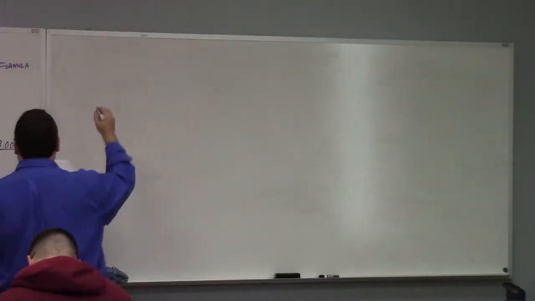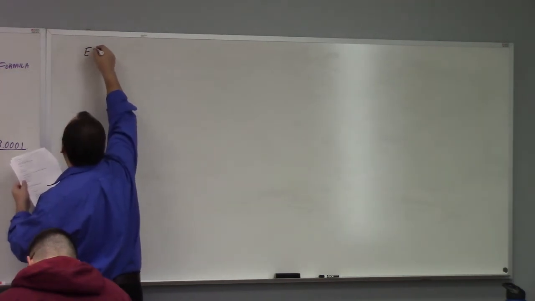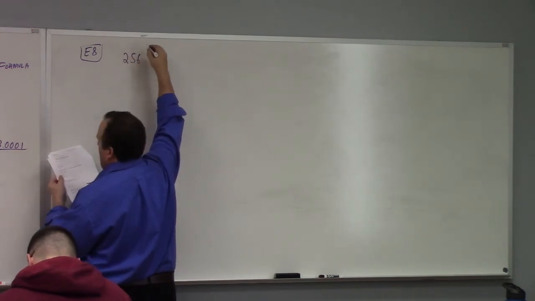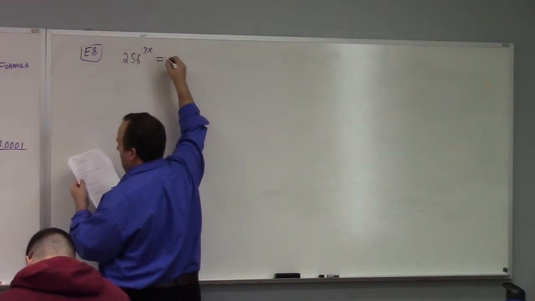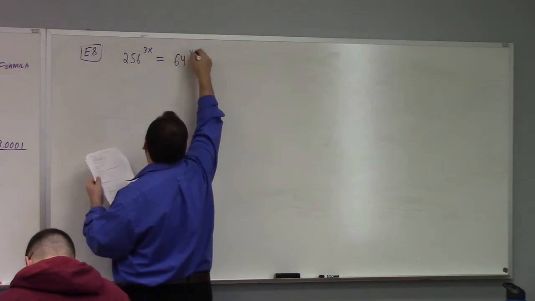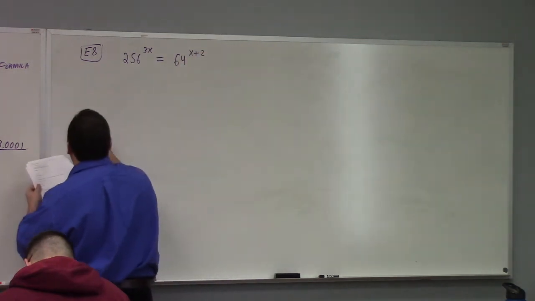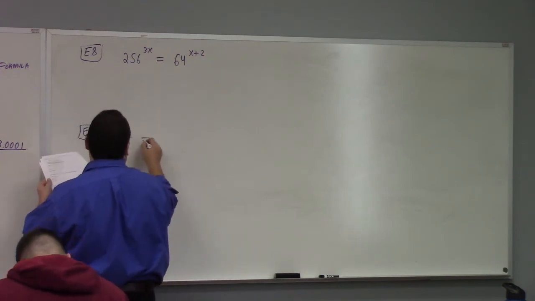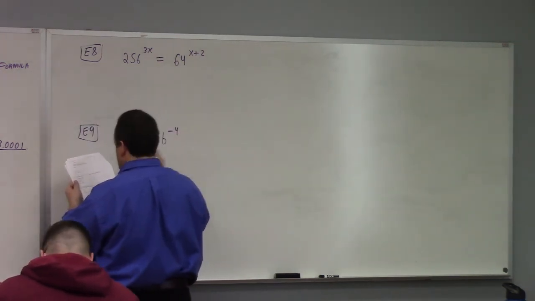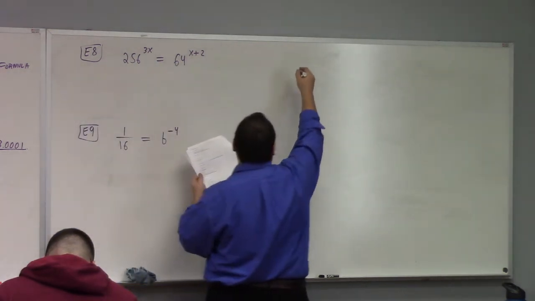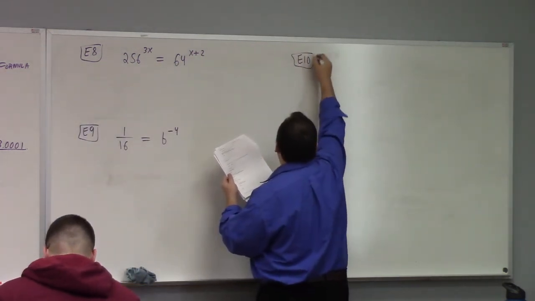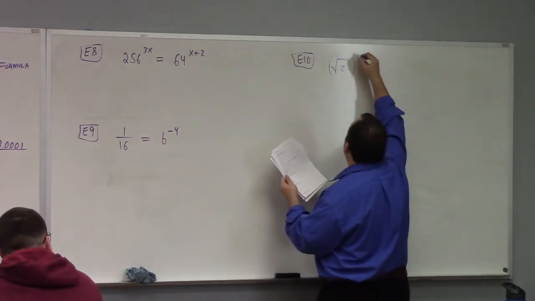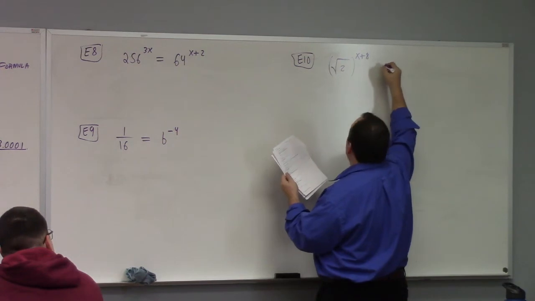So example 8, we're going to solve 256 to the 3x equals 64 to the x plus 2. Example 9, we're going to solve 1 over 16 equals b to the minus 4. And this will be the final example for today. Example 10, we're going to solve the square root of 2 to the x plus 8 equals 4 to the x.